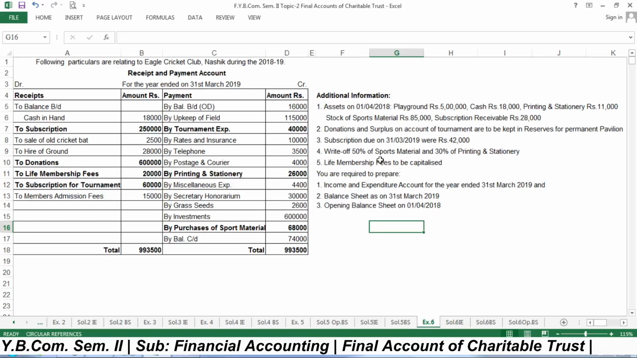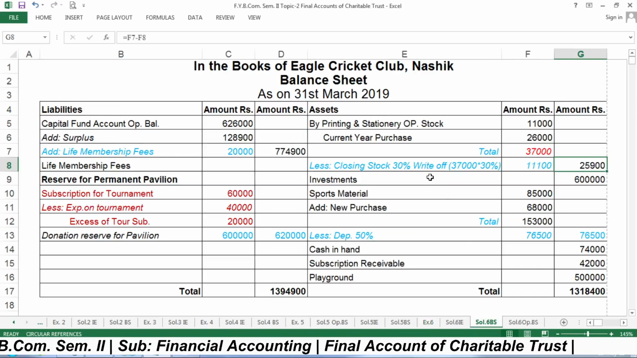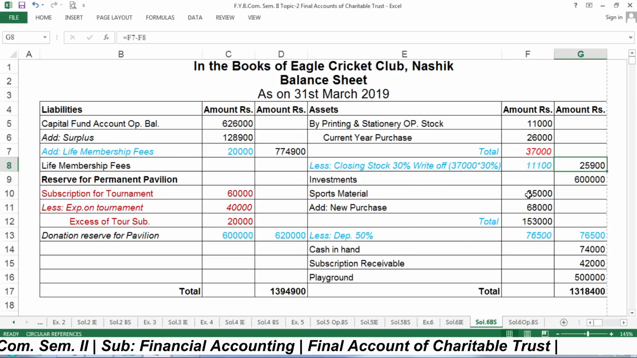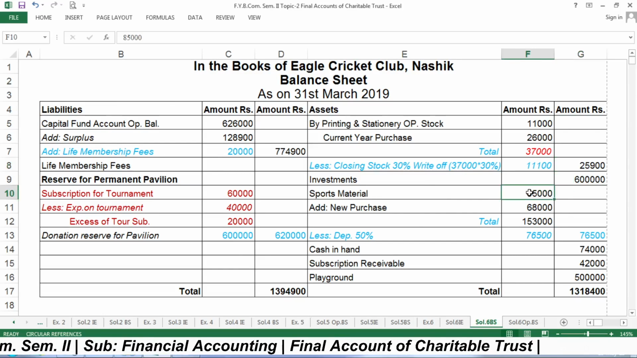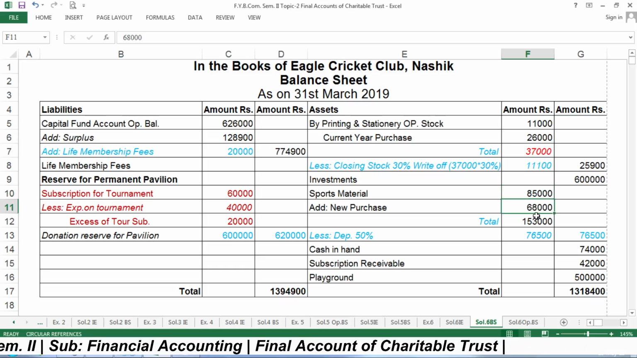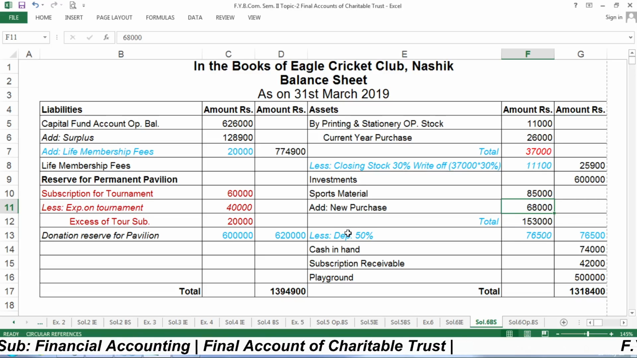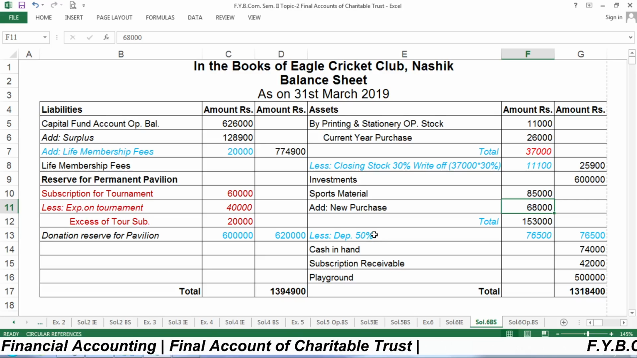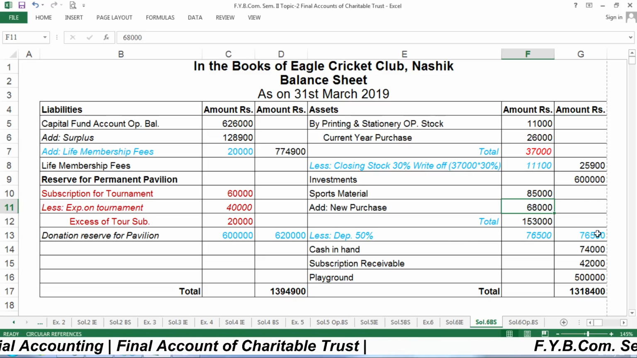After that, we have to write off 50% of sports material. On the asset side, we have the opening balance of sports material, that is rupees 85,000, and in the current year we purchased sports material of rupees 68,000. That means we have total sports material of rupees 1,53,000. Now we have to write off, that is depreciate, this sports material by 50%. So 50% of rupees 1,53,000 is 73,500, and balance 76,500 is our asset.